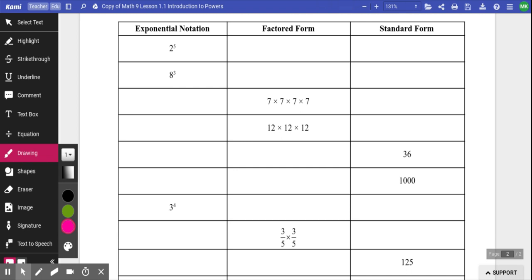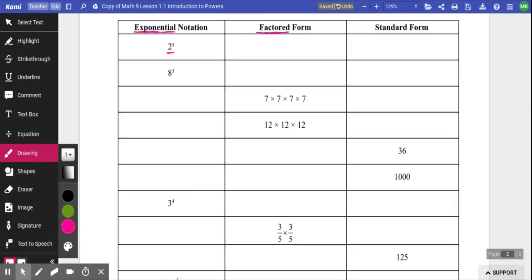The first question, we have exponential form given to us, 2 to the power of 5. We want to write it in factored form. Factored form means breaking it up into all of its multiplication. So this thing would break up to be 2 times 2 times 2 times 2 times 2.